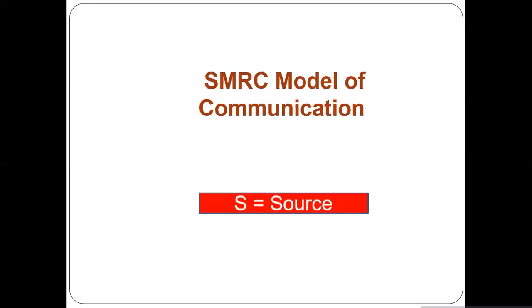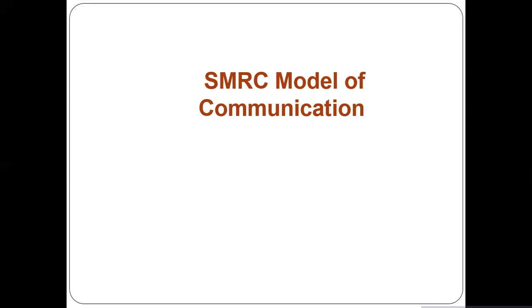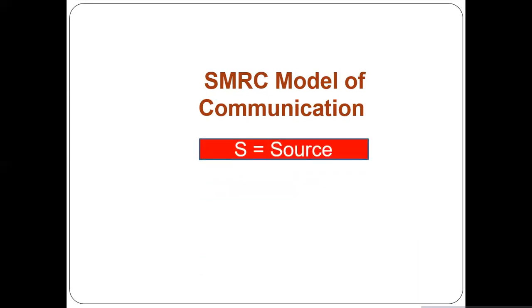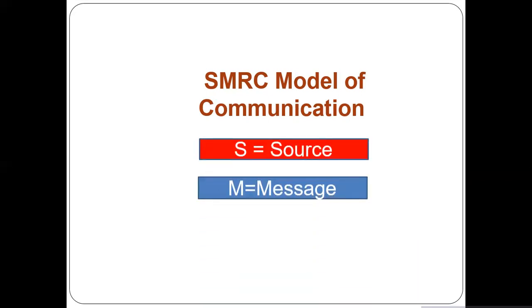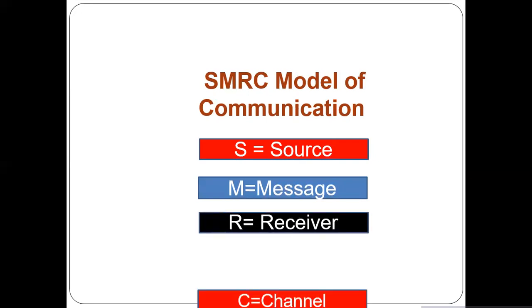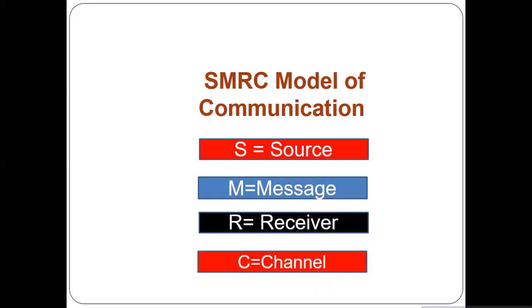The SMCR model of communication. We also repeat the meaning, that means the elaboration of SMCR. Again, S for source, M for message, C for channel, and R for receiver. So dear participants, hope you understand very clearly the respective points and the discussion that I have already discussed in front of you.